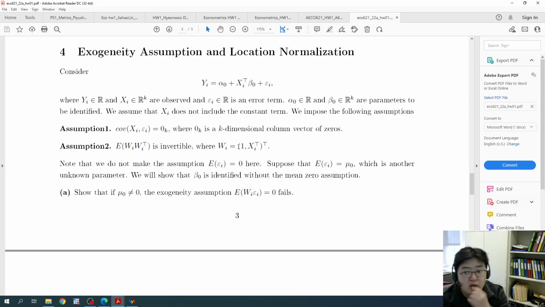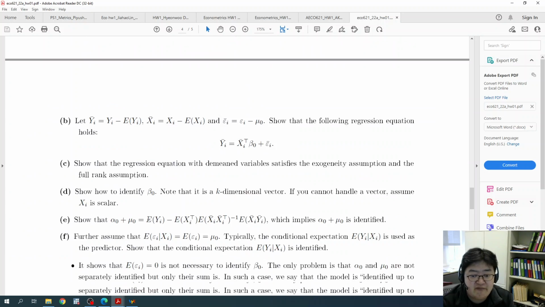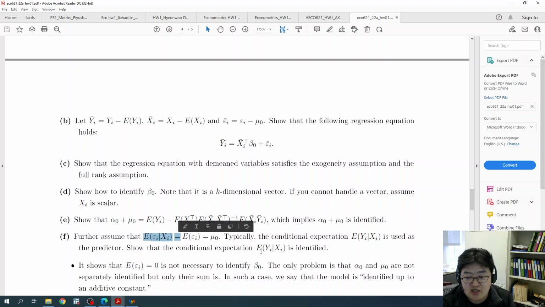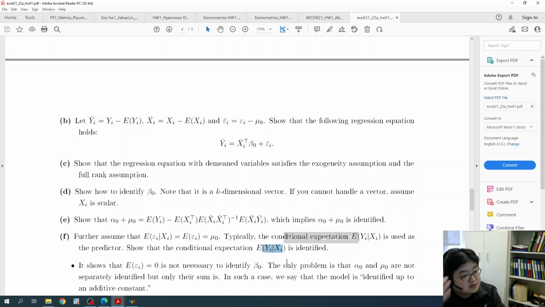So the point here is, this is the first exogeneity assumption, but I wanted to show you that this is not important. So this assumption and the exogeneity of x are at totally different levels, because even if you do not make this assumption, you can still identify beta 0 and you can identify the conditional expectation. So that's the story.